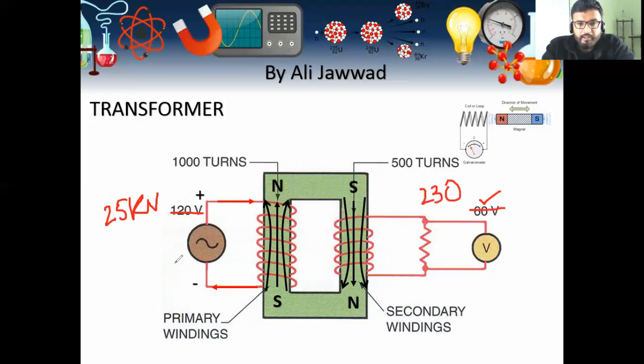The basic principle is that alternating current changes the magnetic field, and when the magnetic field changes in the primary coil, because of this iron core, the magnetic field in the secondary coil will also change. Now notice that the secondary coil does not have any source, but because of this magnetic field alteration, the EMF is induced at this end.